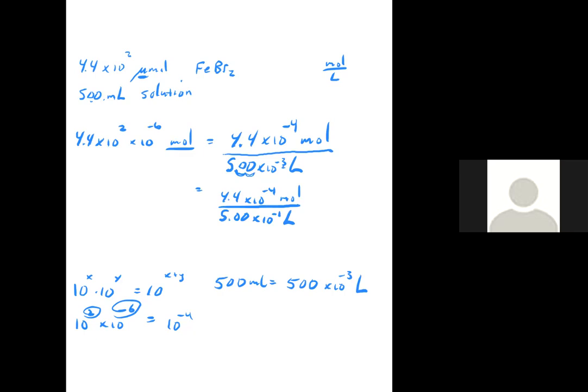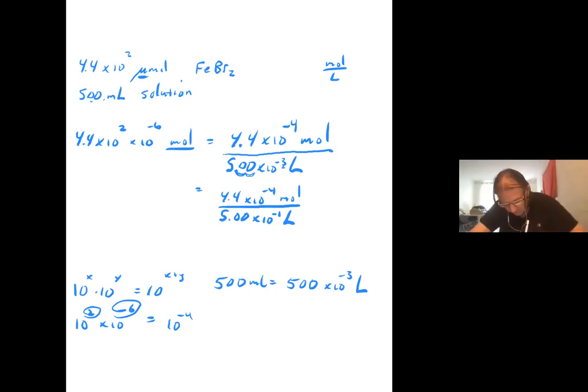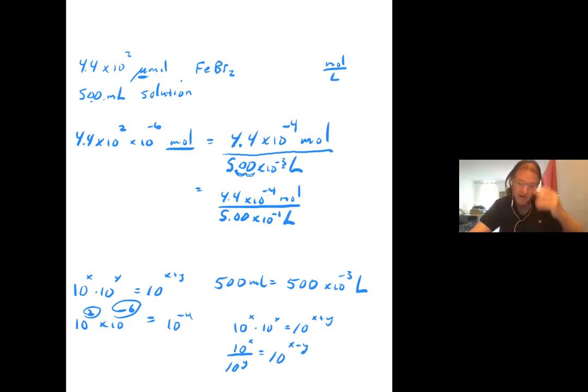Okay. So that kind of simplifies it a little bit. Now what you can do is you can say this. If I have 10 to the x times 10 to the y is equal to 10 to the x plus y, then I can also say this. 10 to the x over 10 to the y is 10 to the x minus y. You can combine those if they're the same base. So what you have here is 10 to the minus 4 over 10 to the minus 1.